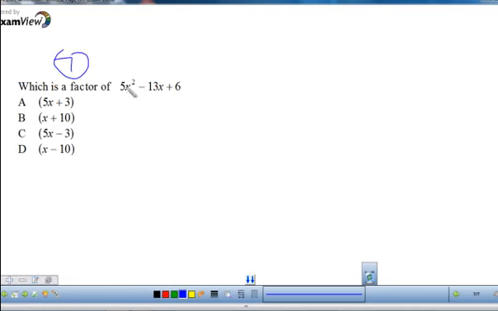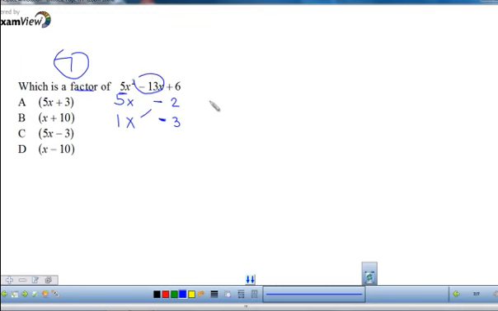Okay, which is a factor of 5x squared minus 13x plus 6. This is just saying factor, and one of them is going to be the answer. So we're going to factor using guess and check. We have 5x and 1x. Two numbers multiplied together that give you 6 would be 2 and 3. I'm sorry, since it's positive, they're either both negative or they're both positive. Since the middle term is negative, they're both going to be negative.